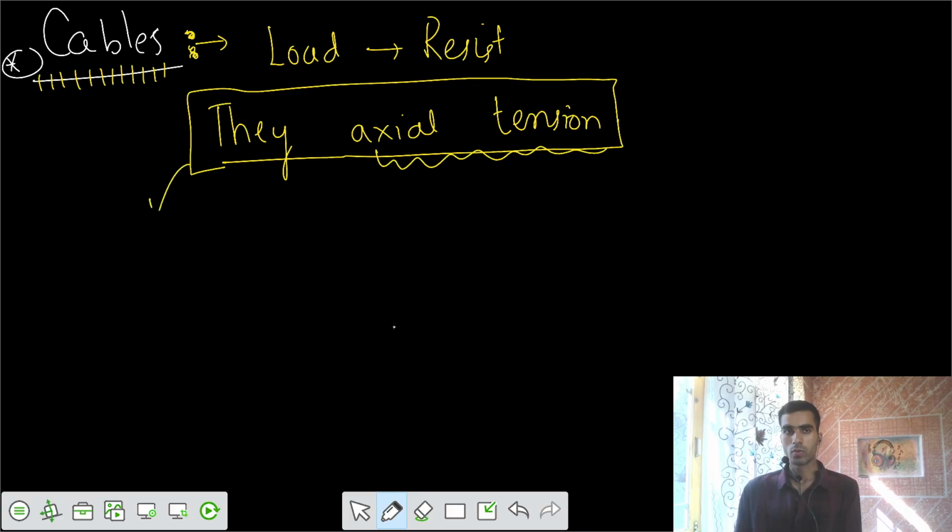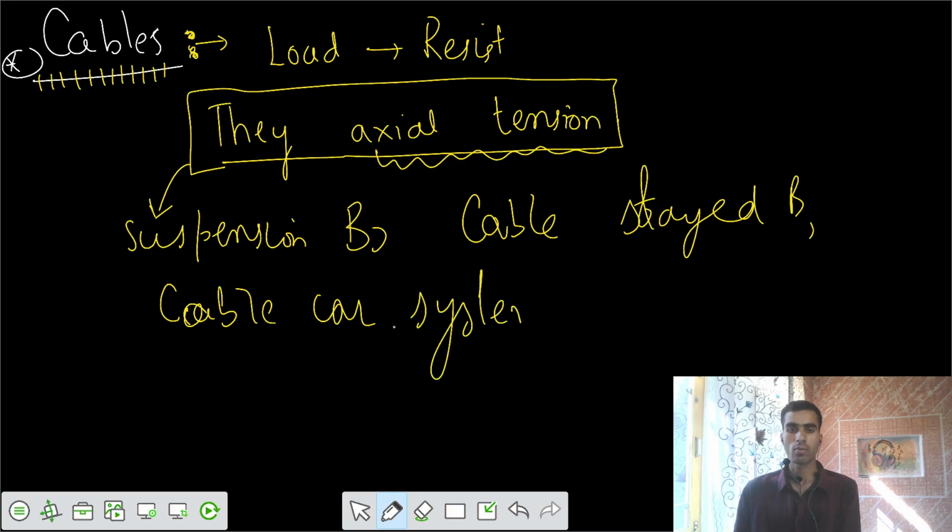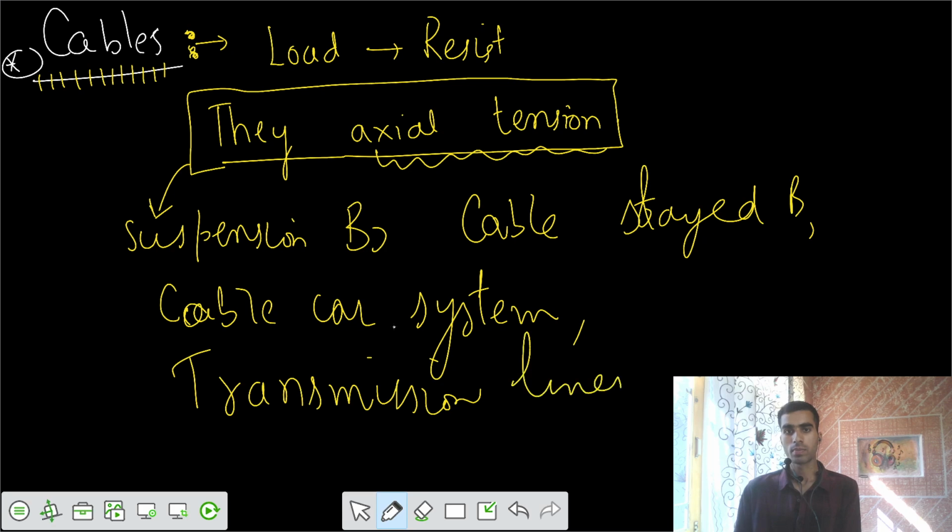So their use we can have in suspension bridges, cable stayed bridges, and cable car systems like that of gondolas. We can also have transmission lines, power lines. But they resist the load by developing axial tension.